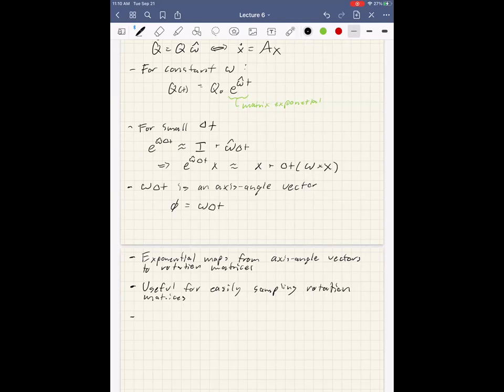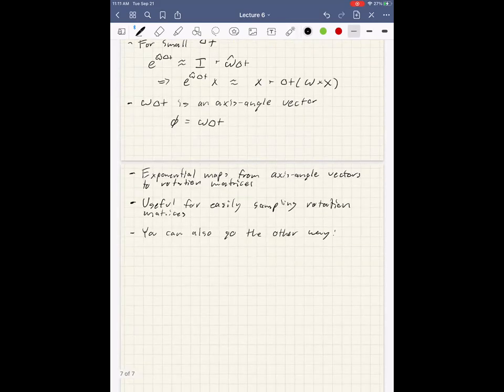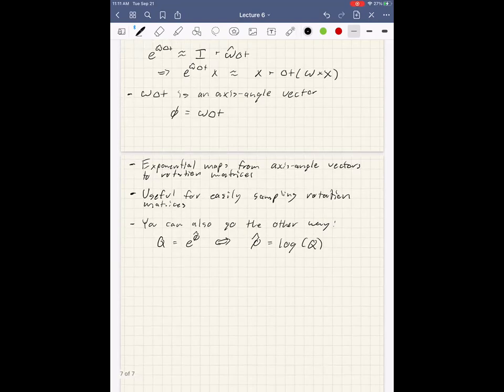Also, fun fact, unsurprisingly, you can go the other way. You can also define a matrix logarithm. So you can have Q equals e to the phi hat, and then phi hat equals log Q. These are just appropriately defined matrix versions, which are in Julia, MATLAB, et cetera. In MATLAB, they're called expm and logm. In Julia, they're just overloaded, so they're just exp and log. Okay, cool. Any questions about this stuff?